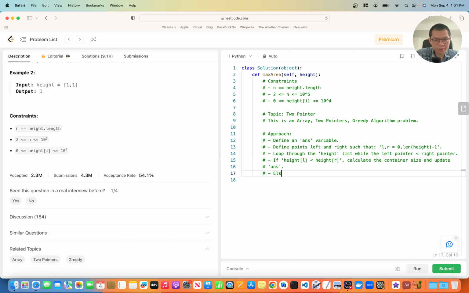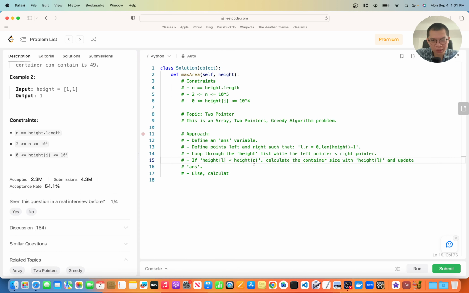Else, calculate the container size. I should amend this with height L, right? You want to calculate the container size with height L, and the reason is because you want the lesser of the two heights, and update the answer. So let me explain this one more time.